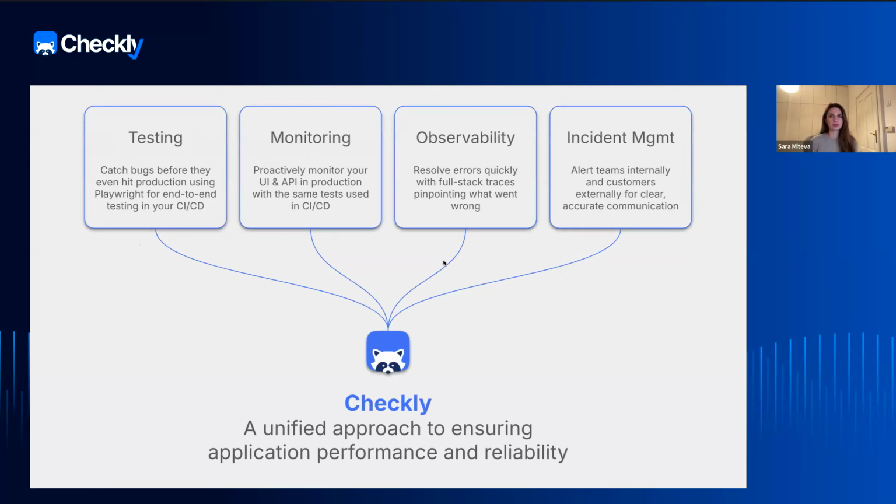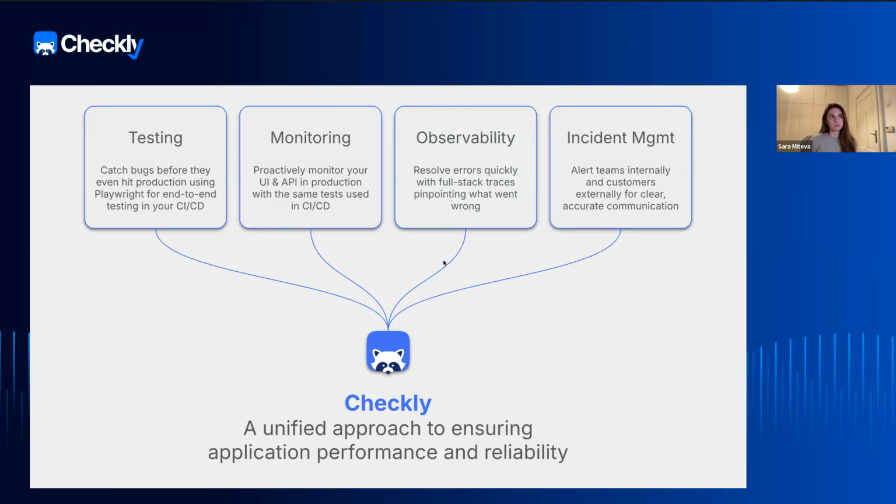I will move on to the intro to Checkly. So we ensure application performance and reliability, basically. There are four main pillars to our platform. The first one is testing. As Checkly is based on Playwright, we allow you to implement end-to-end tests in your CI/CD. And then the monitoring part is that you can use synthetic monitoring to monitor your UI and API in production with the same tests used in CI/CD, meaning you can define your monitors as code next to your application code.